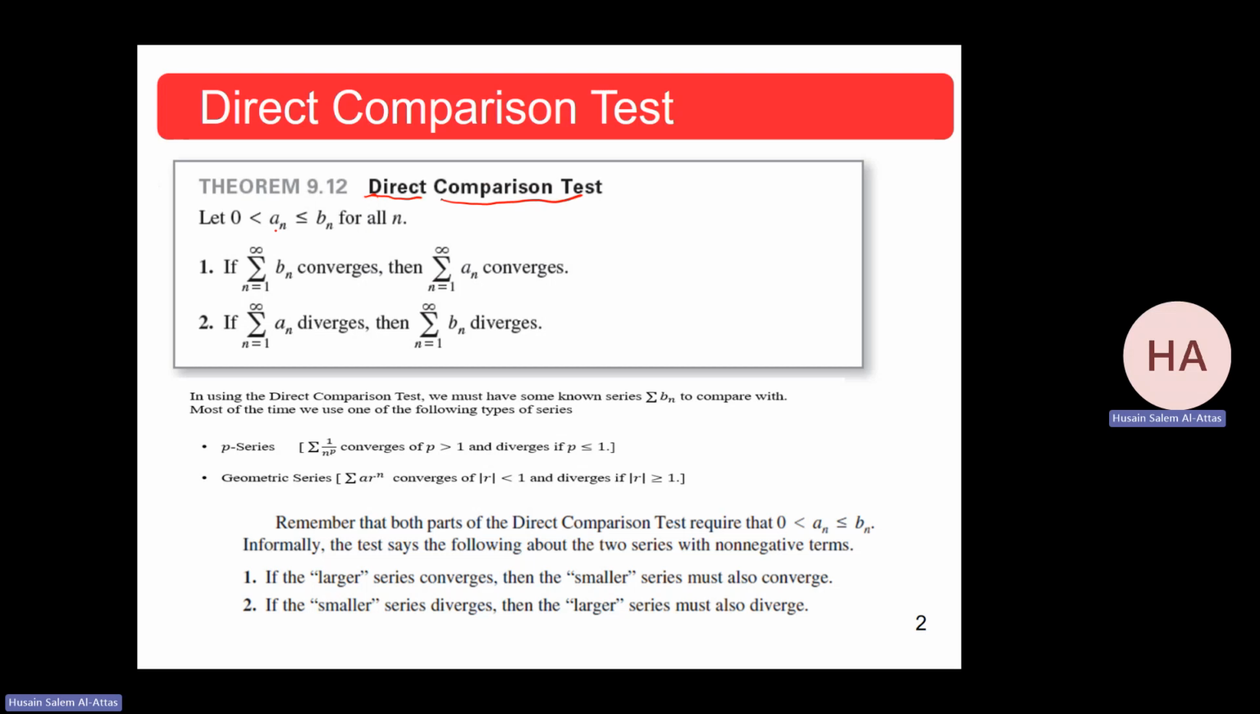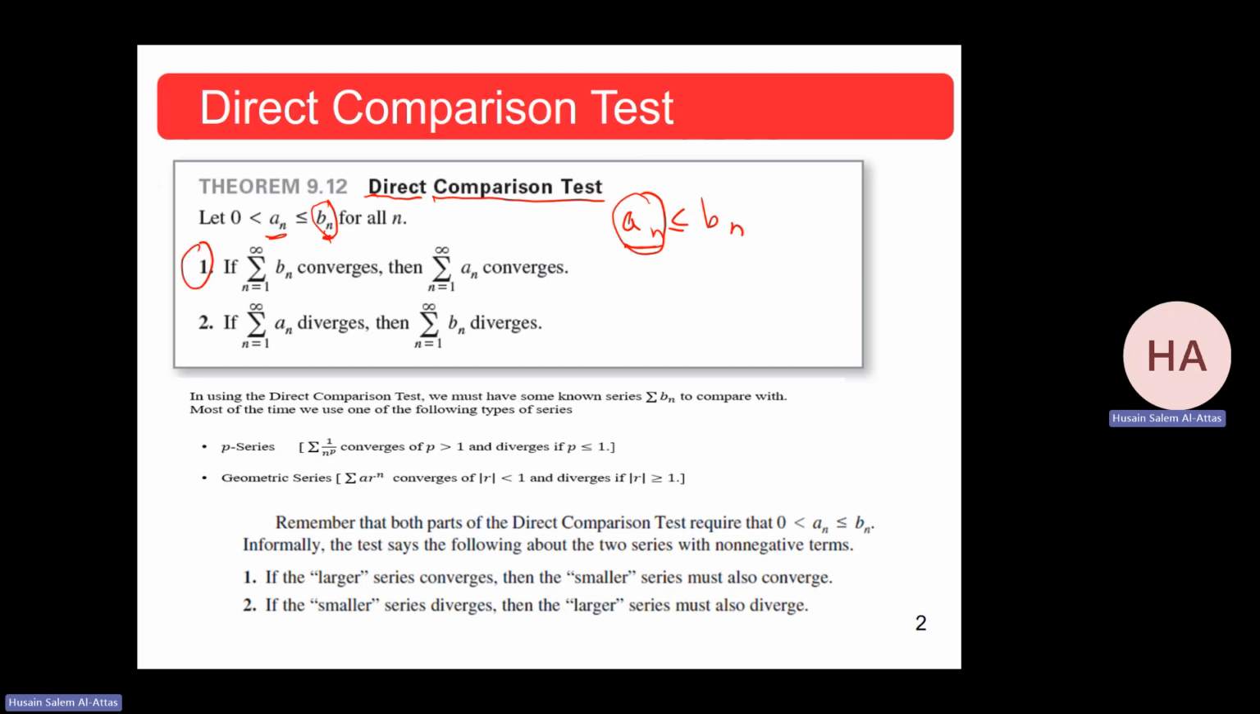What is it? If I have a_n less than or equal to b_n, and the bigger one converges, for sure the smaller one will converge. The bigger one, I have a_n less than or equal to b_n. If the bigger one converges, then the smaller one will converge. And this is the first part. The second part: if the smaller one diverges, then the bigger one will diverge. Okay, so what does it mean?